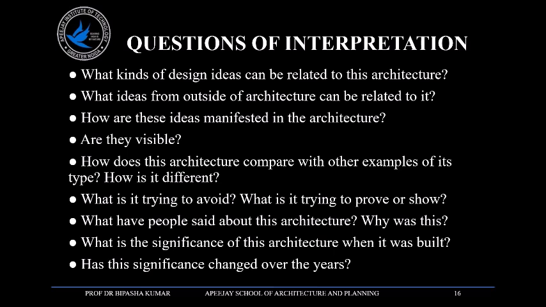Like what kind of design ideas can be related to this architecture, or what ideas from the outside of the architecture can be related to it, or how are these ideas manifested in the architecture? Are they visible? How does architecture compare with other examples of its type? How is it different? What is it trying to avoid, or what is it trying to prove? What have the people said about the architecture? Why was this? What is the significance of this architecture when it was built? Has the significance changed over the years? So these are the different interpretive questions which should arise from your research questions.